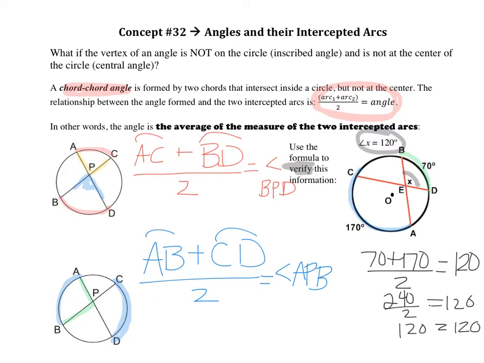So at this point, you know how to find any arc or angle measure that's created from two chords that are either intersecting on the circle, at the center of the circle, or somewhere else inside the circle. Next, we're going to look at, well, what if two lines intersect outside the circle? That's on the next part.